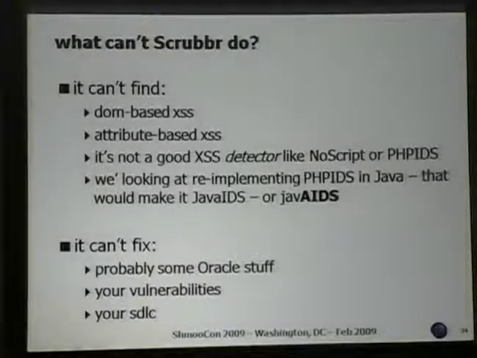NoScript is a great tool for that. PHP IDS, those things are great at that detection phase. AntiSamy is okay at it. So we're looking at maybe re-implementing PHP IDS in Java, which ends up with a funny name, or maybe not funny. Anyway, it also can't fix your vulnerabilities. It's just strictly about the database. It's about getting into your database and going through each row and each column. Or you can just say, I want to scan this table and look for vulnerabilities there.